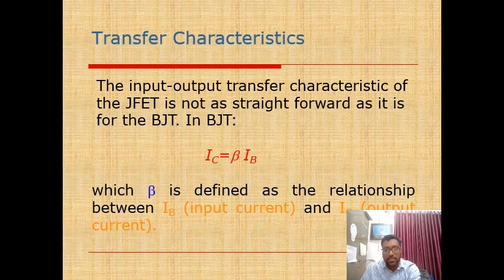Now we are moving on to the characteristics curve. So this is the characteristic equation of any JFET. So here IC equal to beta into IB. IC is the collector current, whereas beta is the gain and IB is the base current. But this is for BJT, not for JFET. Here beta is the gain of the BJT. This is written over here to show the inner relationship between these types of devices.